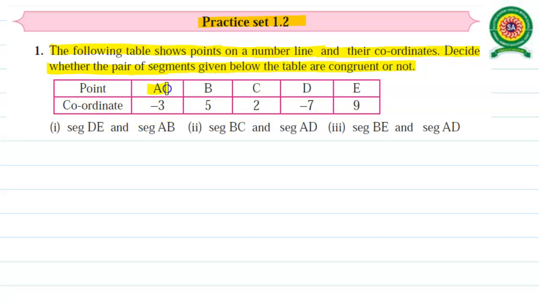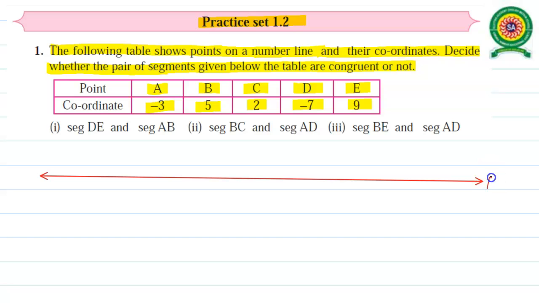In that we have point A having coordinate -3, B having coordinate 5, C having coordinate 2, D having coordinate -7, E having coordinate 9. So let us try to draw firstly a line. So we have a real number line. Somewhere we have an origin, or the null point, or the starting point as 0.